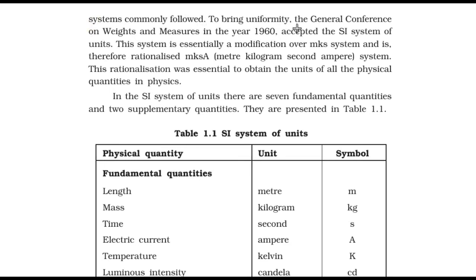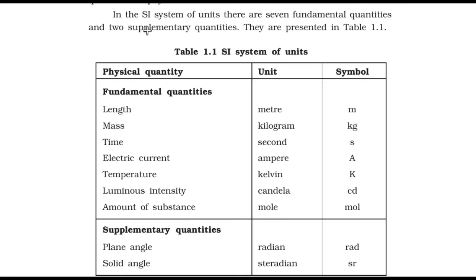To bring uniformity, the General Conference on Weights and Measures in the year 1960 accepted the SI system of units. This system is essentially a modification over the MKS system and is therefore a rationalized MKSA, meter, kilogram, second, ampere system. This rationalization was essential to obtain the units of all physical quantities in physics. In the SI system of units, there are 7 fundamental quantities and 2 supplementary quantities.